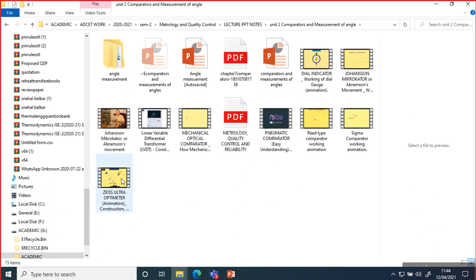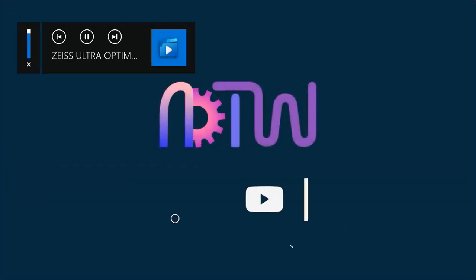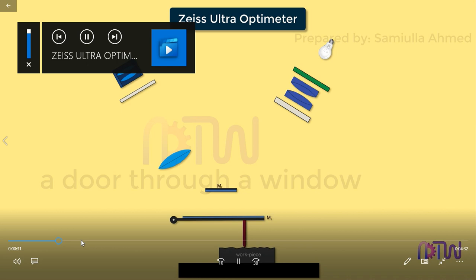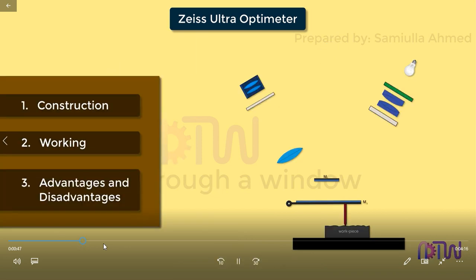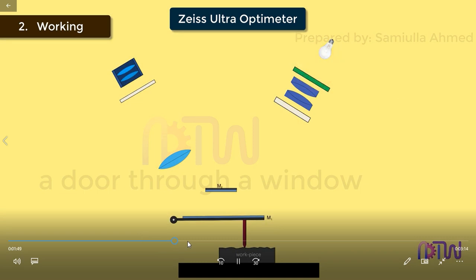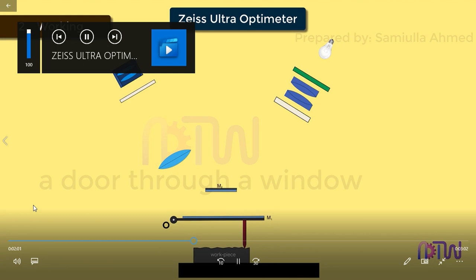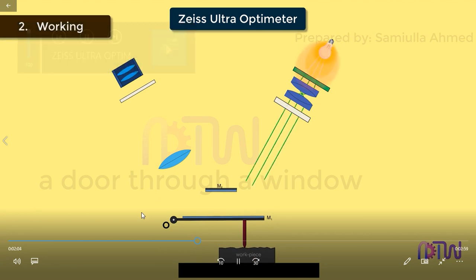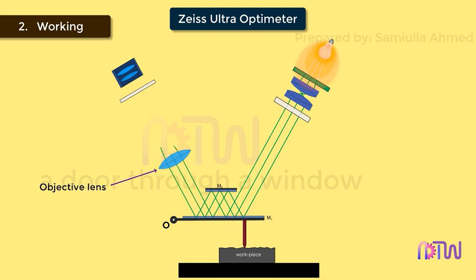Now we go through the Zeiss optical comparator, so you can understand how it works. Just go through the animation of how they use it. M2 is fixed. The light rays from the condenser lens fall on the mirror. The multiple magnification is achieved with the help of mirrors M1 and M2.